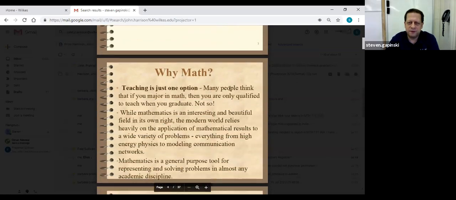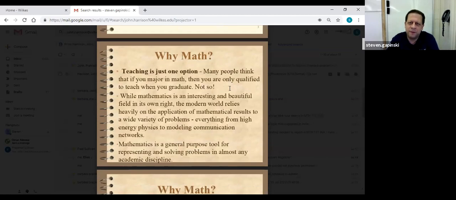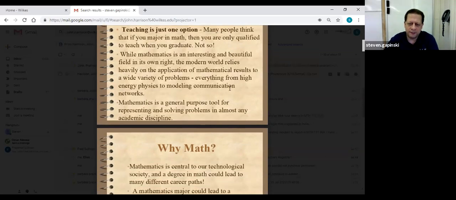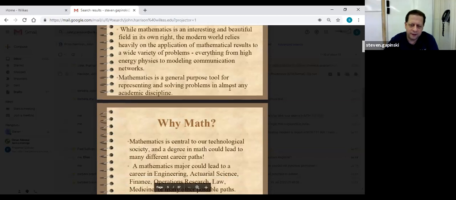Now, I know this comes up a lot. A lot of people, when they hear the word math, will say, well, you must be going to be a teacher. Well, look, that's a very popular thing to do, but not the only thing that you can do with math. Because it's so fundamental in so many different areas, it turns out you do have some versatility and options in terms of what you can do with a math degree.